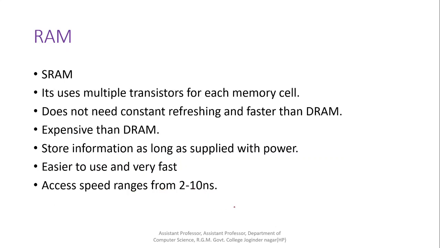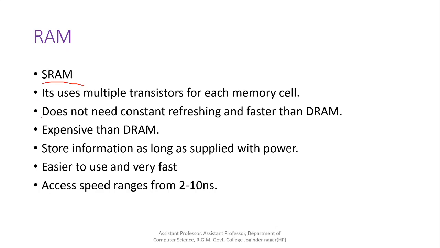Next we have SRAM, and SRAM means static RAM. SRAM uses multiple transistors for each memory cell. It does not have a capacitor, as in case of dynamic RAM we have a capacitor, but in case of static RAM we don't have any kind of capacitors in each cell.